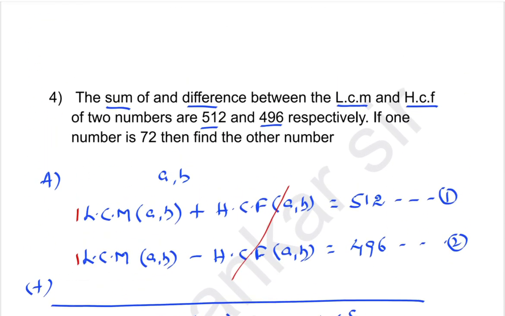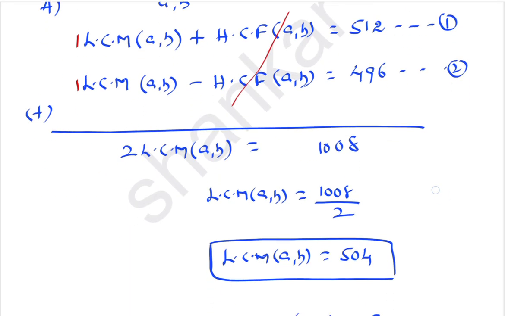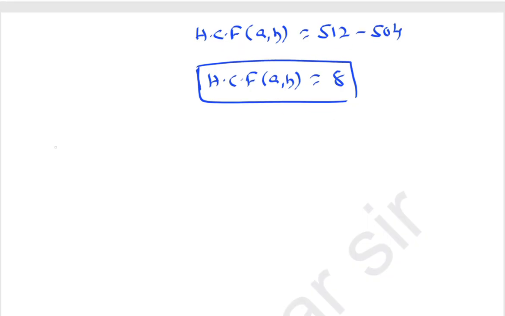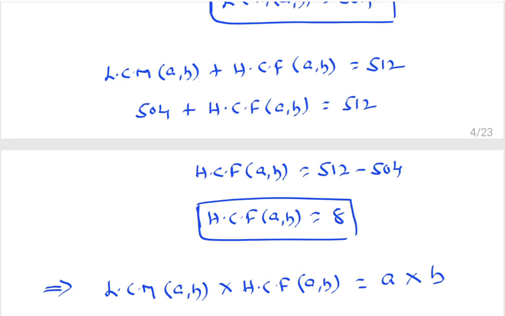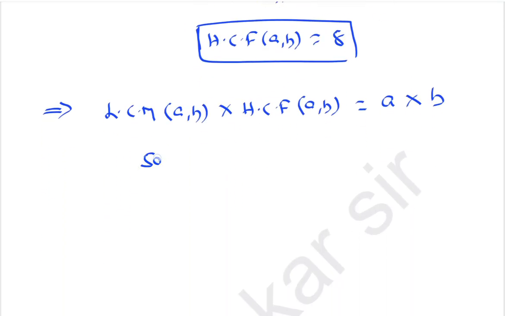సో టూ నంబర్స్ యొక్క ఎల్సిఎం వచ్చింది, ఆ టూ నంబర్స్ యొక్క హెచ్సిఎఫ్ కూడా వచ్చింది. నౌ అవుట్ ఆఫ్ దీస్ టూ నంబర్స్ వన్ నంబర్ వాల్యూ ఇస్ 72. ఓకే, సో వీ ఆర్ హ్యావింగ్ ఏ ఫార్ములా. ఎల్సిఎం ఆఫ్ ఏ కామా బి ఇంటూ హెచ్సిఎఫ్ ఆఫ్ ఏ కామా బి ఈజ్ ఈక్వల్ టు ప్రొడక్ట్ ఆఫ్ దీస్ టూ నంబర్స్. ఏవైనా టూ నంబర్స్ ఇచ్చినప్పుడు ఆ రెండింటి యొక్క ప్రొడక్ట్ అనేది ఇట్ ఈస్ ఈక్వల్ టు ప్రొడక్ట్ ఆఫ్ దేర్ ఎల్సిఎం అండ్ దేర్ హెచ్సిఎఫ్. సో వాట్ ఈస్ ద ఎల్సిఎం వి గాట్? సో 504. హైయెస్ట్ కామన్ ఫ్యాక్టర్ 8.